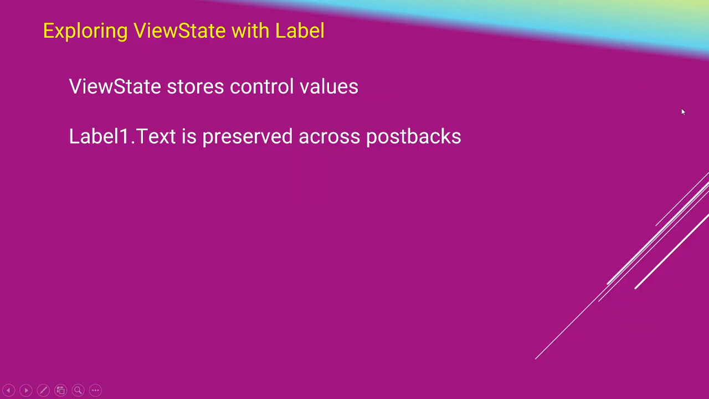When using view state, the label's value remains consistent even after the page reloads. For example, after clicking the button and causing a postback, Label1.Text will still display the message because view state preserves it. This is a core feature of ASP.NET WebForms.